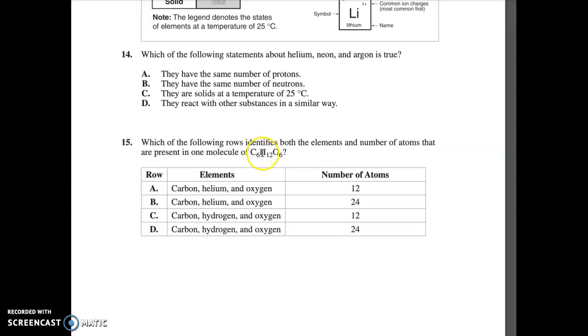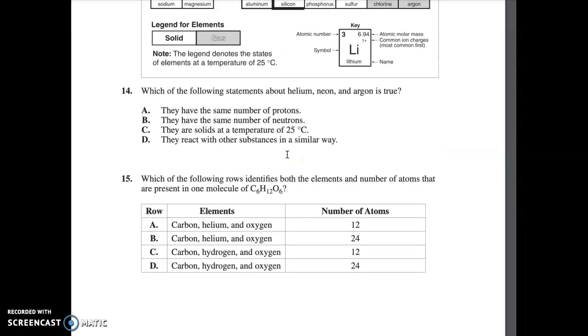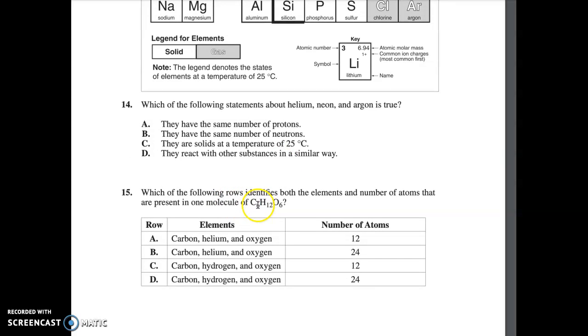Okay. 15 is saying, okay, C6H12O6, which is basically sugar. Okay, what does C stand for? C is for carbon, yeah. H is for hydrogen. O is for oxygen. Okay, and then the number of atoms is 6 plus 12 plus 6, 24. So this bottom one, D.